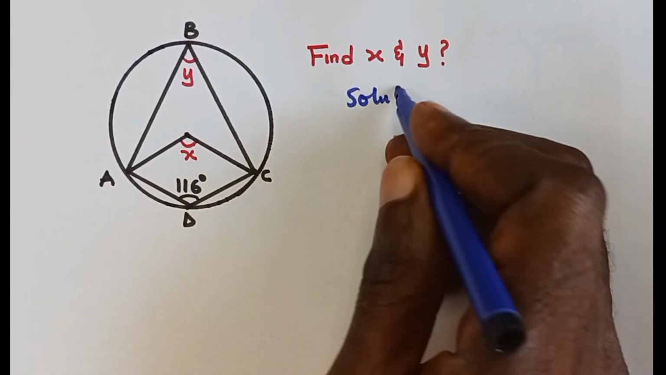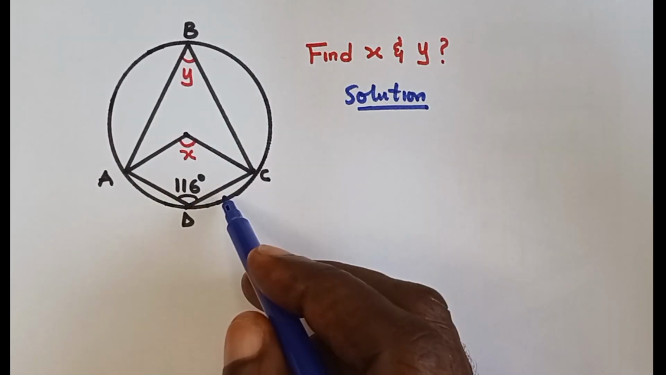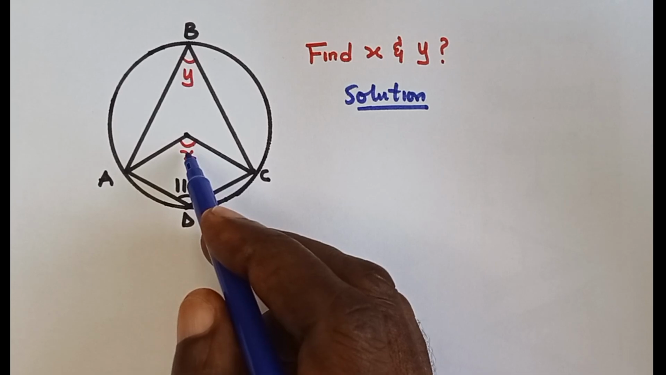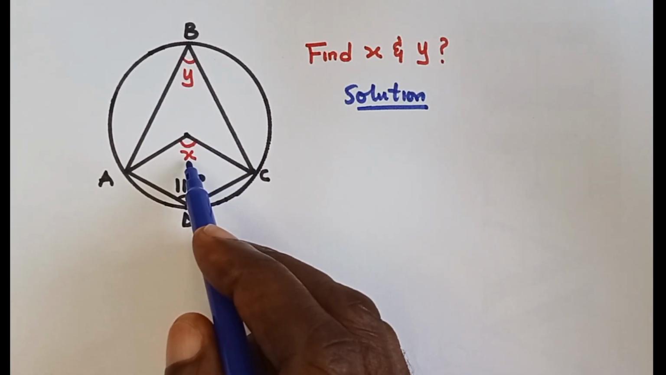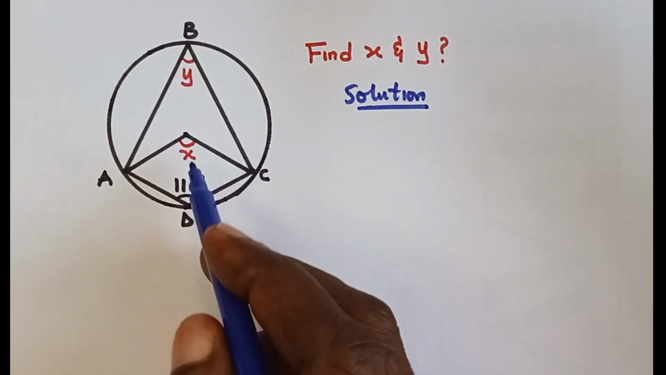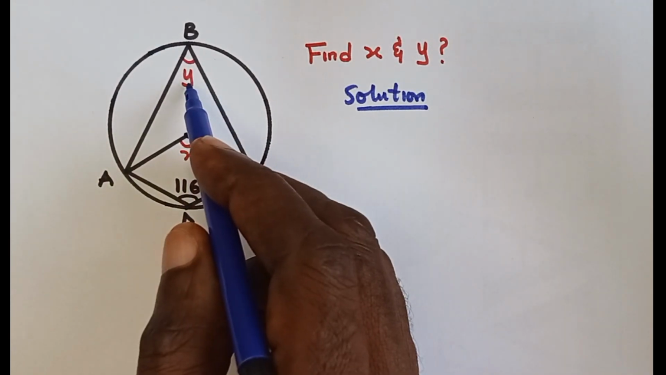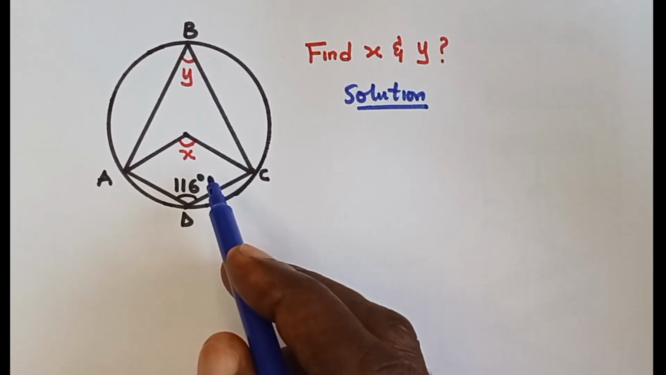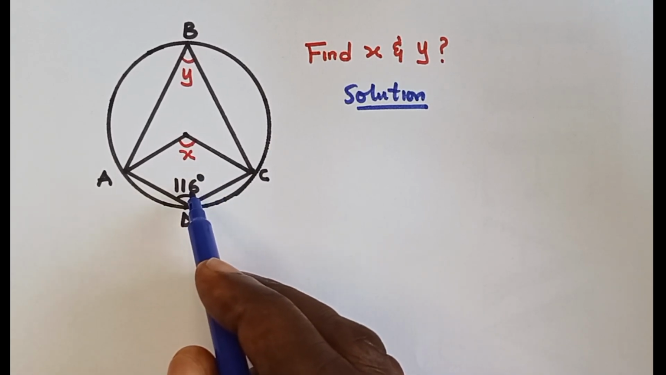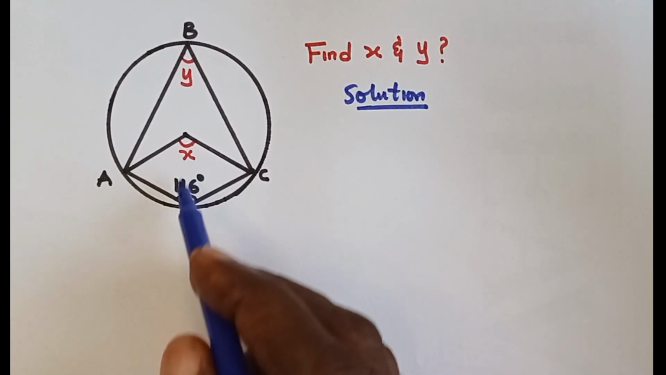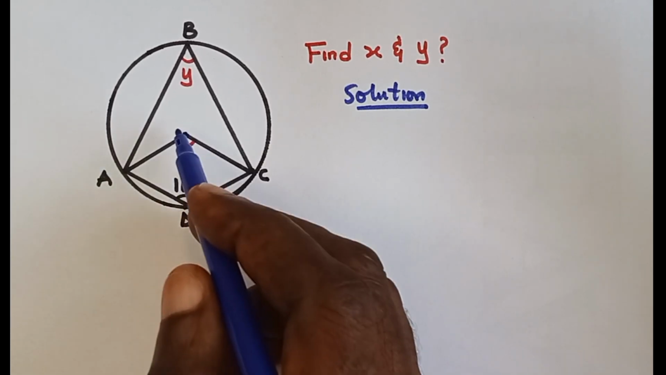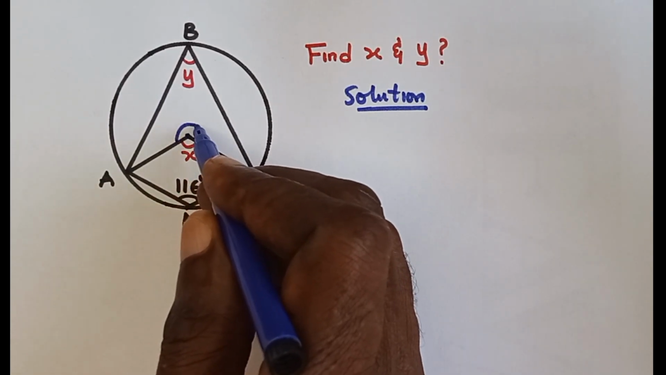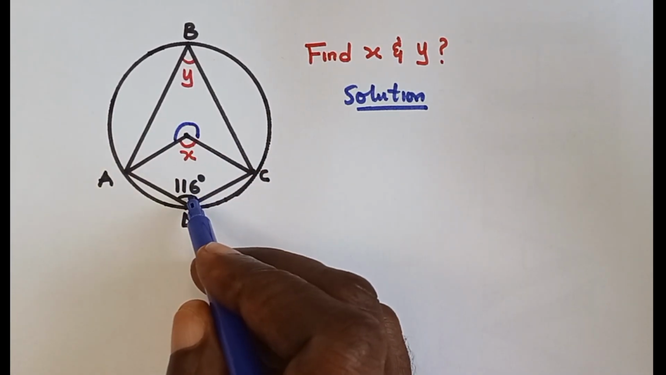Alright, solution. One of the laws of the circle theorem says that the angle at the center is twice the angle at the circumference. It means the angle here is twice the angle here. This is the angle at the center and this is the angle at the circumference. Before we do that, we need to find what x is. The theorem also applies to the circumference here, so the angle here is twice the angle here.